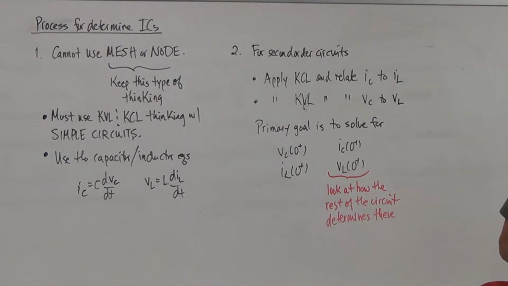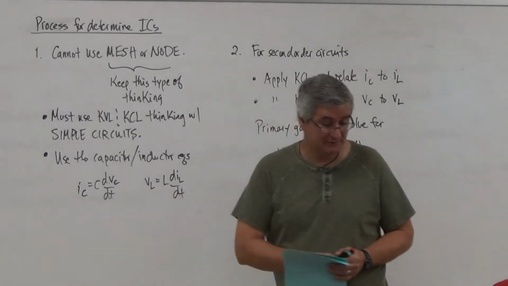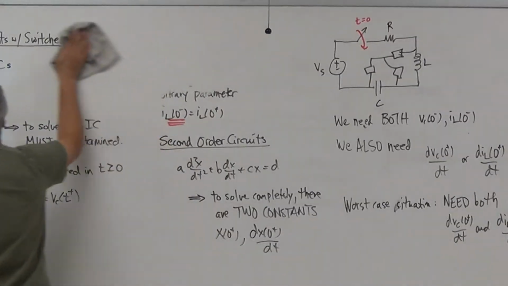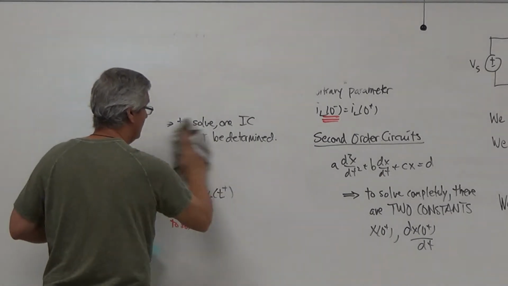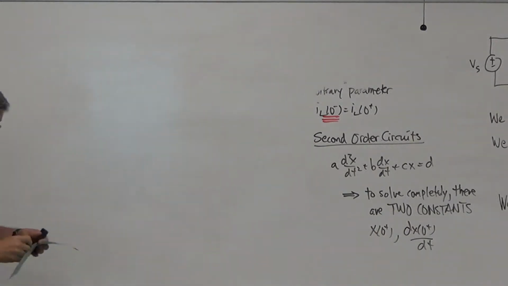So, shall we? What we want to do now is go through two circuits and set these guys up. Okay? So we're going to go through 2 circuits here. Let me erase and let's do that. So here's the first circuit.